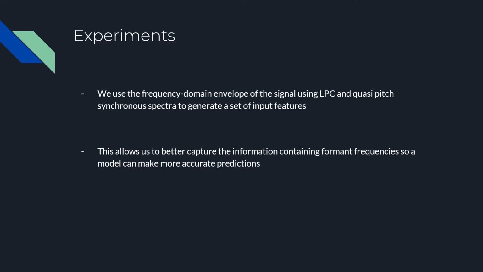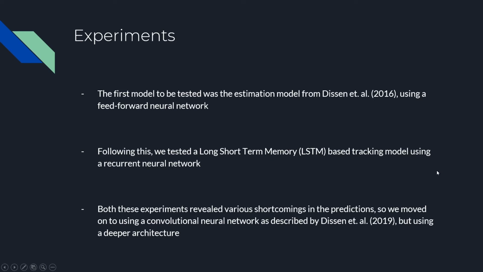However, before we can make these models, we need to generate a set of input features that accurately represent our data. To do this, we use the frequency domain spectral envelope of the signal by using the linear predictive coefficients method, also known as the LPC method, along with a quasi-pitch synchronous spectrum to generate a set of complete input features. Doing this allows us to better capture the information that contains the formant frequencies from the speech signals, and it puts us in a position for our model to make more accurate predictions without overloading it with too much unnecessary information. Once we've done this, we can carry on building our models.